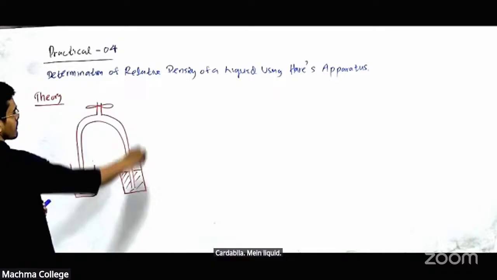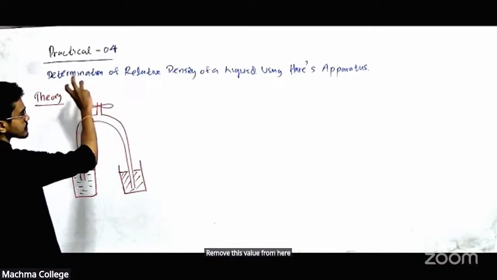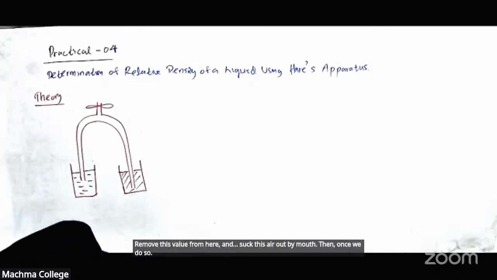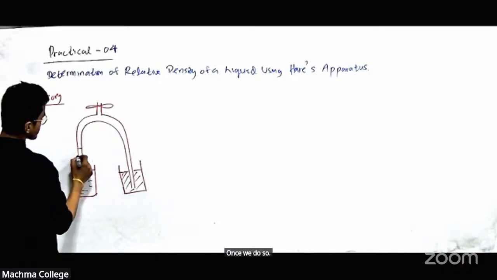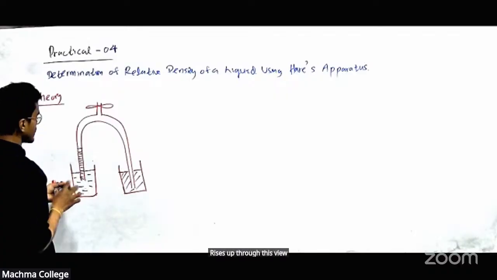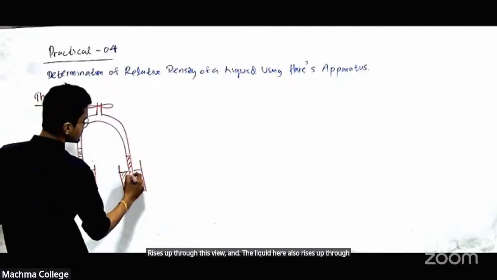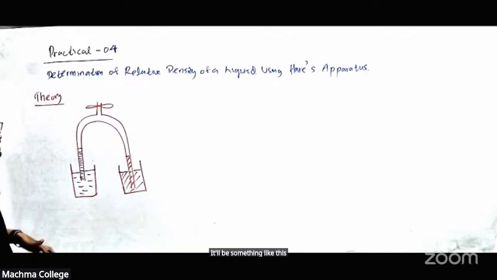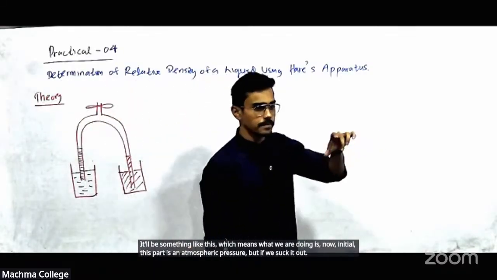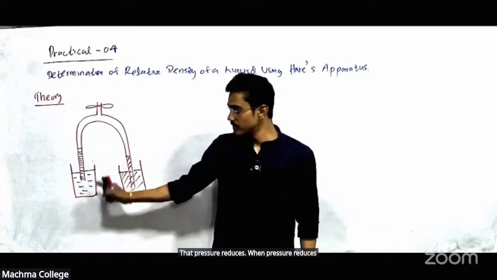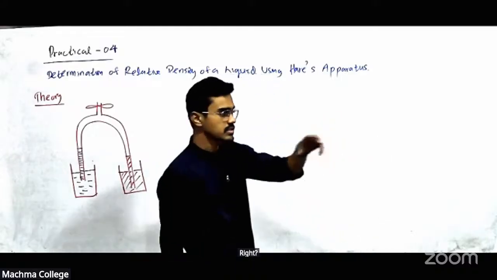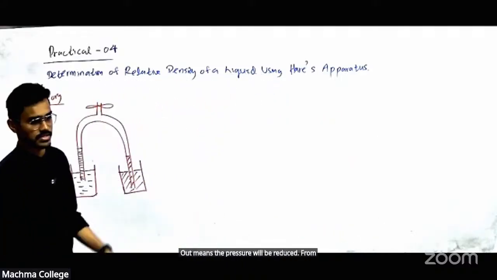Remove this valve from here and suck this air out by mouth. Then once we do so, this liquid here rises up through this tube, and the liquid here also rises up through this tube. It will be something like this. Initially this part is at atmospheric pressure, but if we suck air out, that pressure reduces. When pressure reduces, the liquid rises from high pressure to low pressure. Sucking air out means the pressure will be reduced from atmospheric pressure.